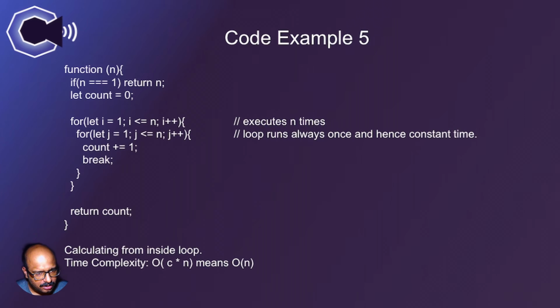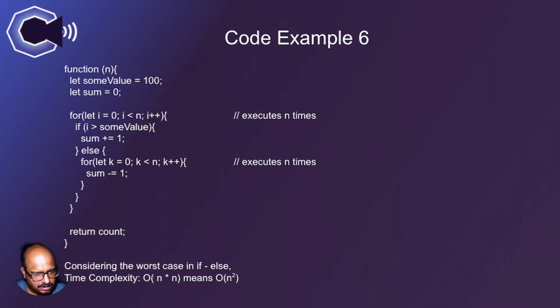So here the time complexity will be O of n, which is linear and which is provided by the outer for loop. Moving on to code example 6, we have a for loop as well as an if-else statement. As we have learned, for an if-else statement, the worst case will be the higher of either the if block or the else block. Here the if block contains a statement, so it runs in constant time. But the else block is a loop which executes n times. So the worst case will be the for loop inside the else and the outer for loop. That means the time complexity will be O of n into n, which means O of n square.